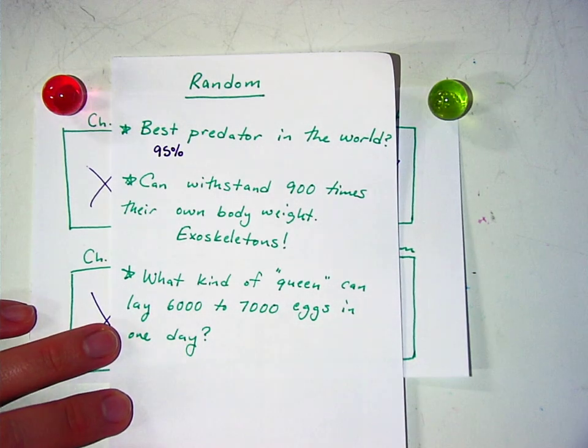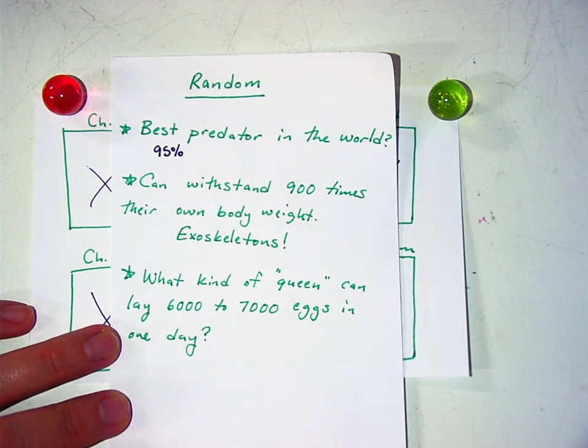Next one, this insect can withstand 900 times its own body weight. Now, I'm sure you're thinking of insects that can lift very heavy things, but this is can withstand 900 times their own body weight. So, if you took however much this insect weighs and multiplied it by 900, that's how much weight you could put on it without crushing it. It's a very strong exoskeleton.